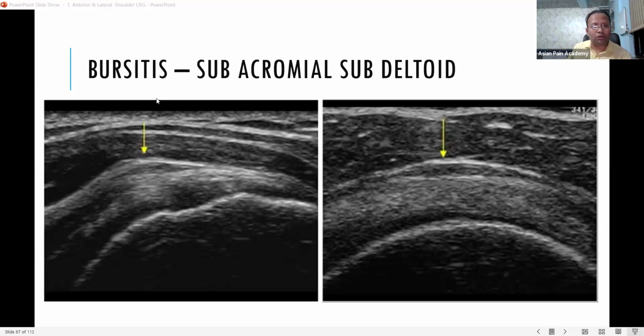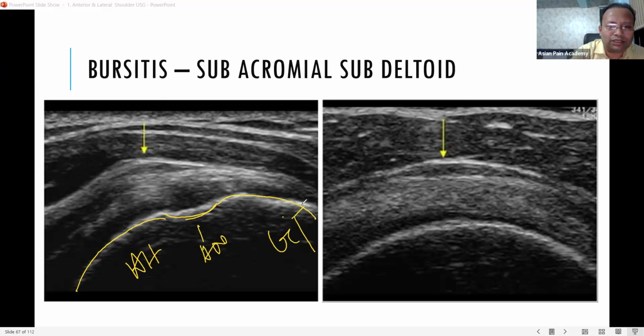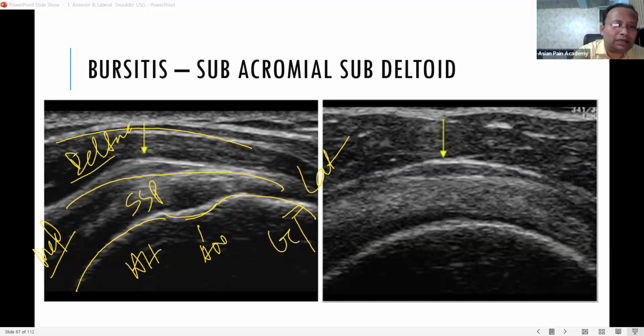Okay. So here, this is the picture of subacromial and subdeltoid bursitis, so you can understand what is here. This side is the head, the humeral head. Here is a small part of the humeral neck, and then comes the greater tuberosity. This side is the lateral side, this side is more or less medial. Where is the supraspinous tendon? This is the supraspinous tendon. What is this part? This part is the deltoid.